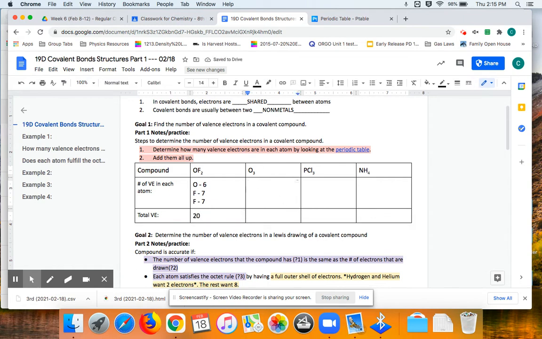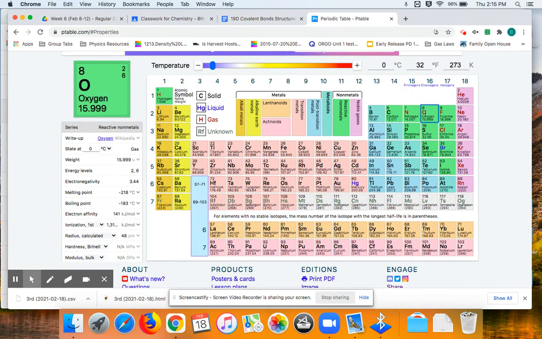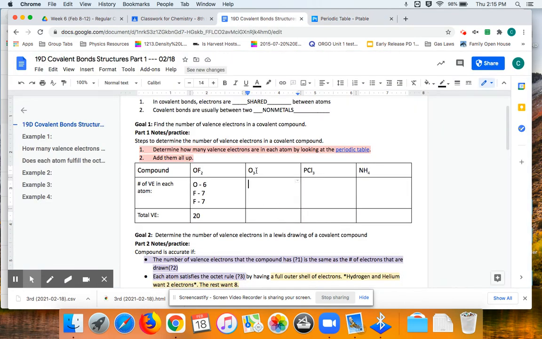I will work through O3 as well. I'm just going to talk through it. So we have O3. We need to look at the periodic table and find O. It is located here. Again, that is in the 6th column. So there are 6 valence electrons in one O, but we have 3 of them. So the total valence electrons for O3 would be 18.